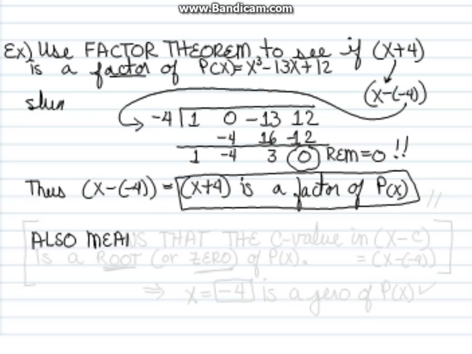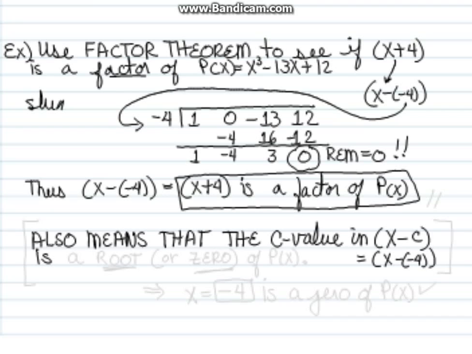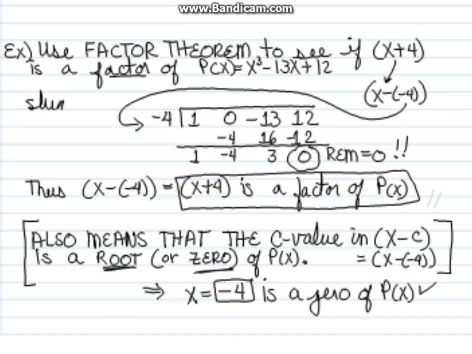Okay, what else does this mean? It means that the c value in x minus c is a root or a 0 of the polynomial p of x. So that means that, let's see, what is the c value? It's negative 4, and that is our root or our 0 of the polynomial. So we get lots of information here, and we do it by synthetically dividing the polynomial by a c value.